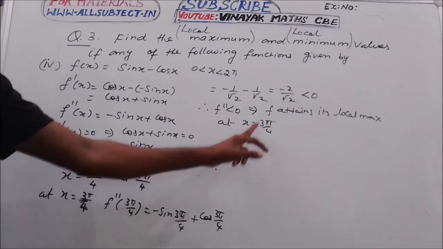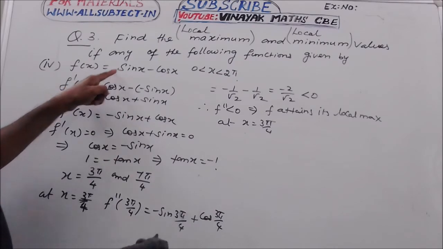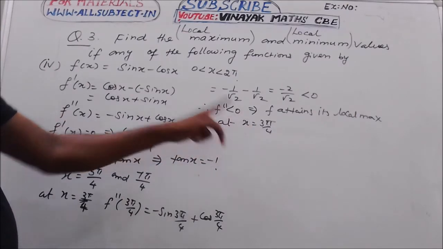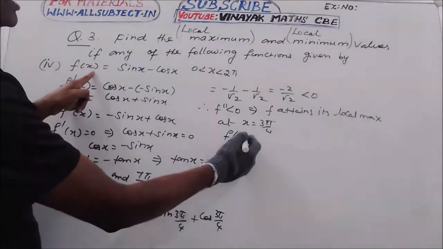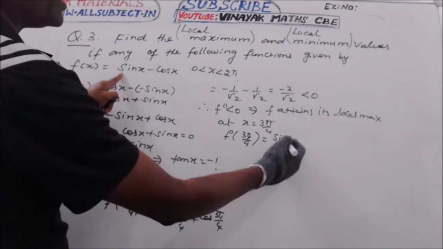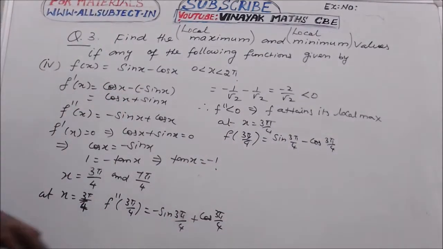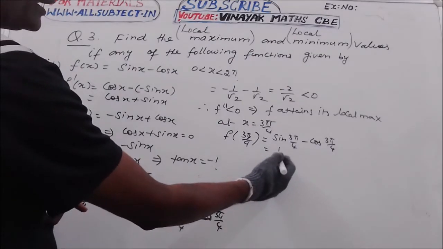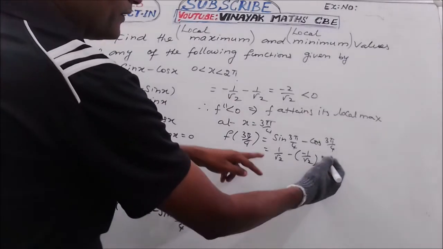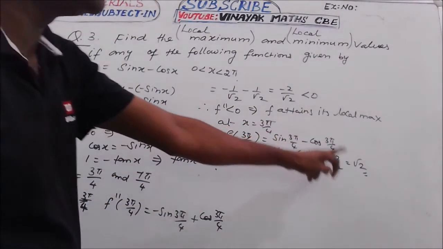Therefore at x is equal to 3 pi by 4 we have the local maximum value. Substituting x is equal to 3 pi by 4 in f of x, f of 3 pi by 4 equal to sin 3 pi by 4 minus cos 3 pi by 4. So finding its value, sin 3 pi by 4 is 1 by root 2 and minus of cos 3 pi by 4 is plus 1 by root 2. Simplify it, 2 by root 2, that is equal to root 2. Therefore, local maximum value is root 2.